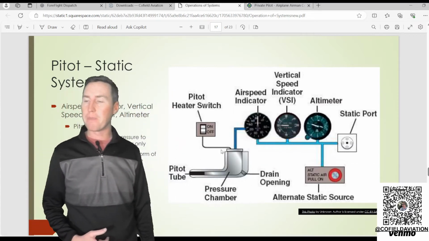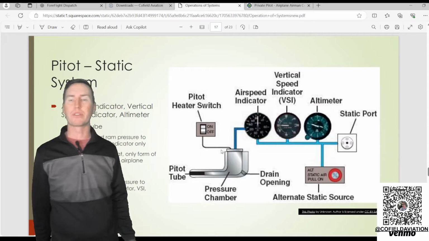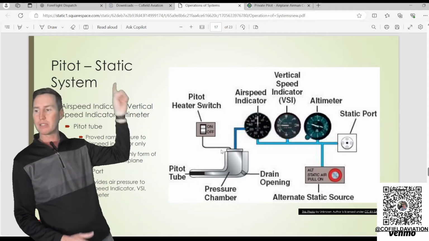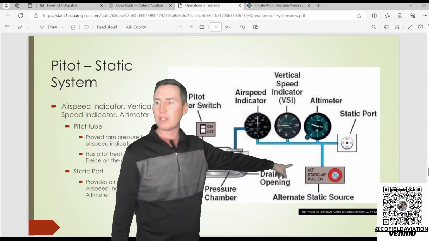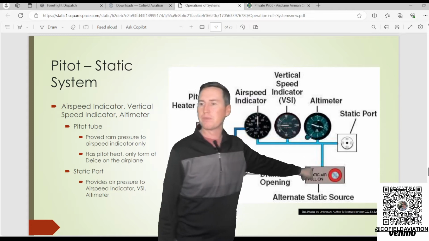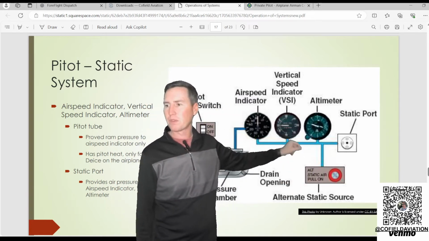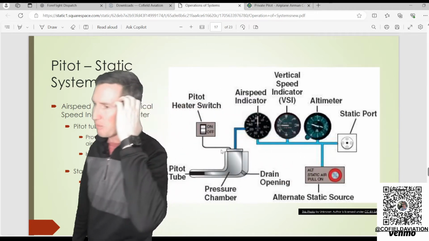In conjunction with the Pitot tube, we have a static port. So that's why we get the Pitot-static system. The static port is right there, okay, on the far end. That's labeled the static port there, okay?